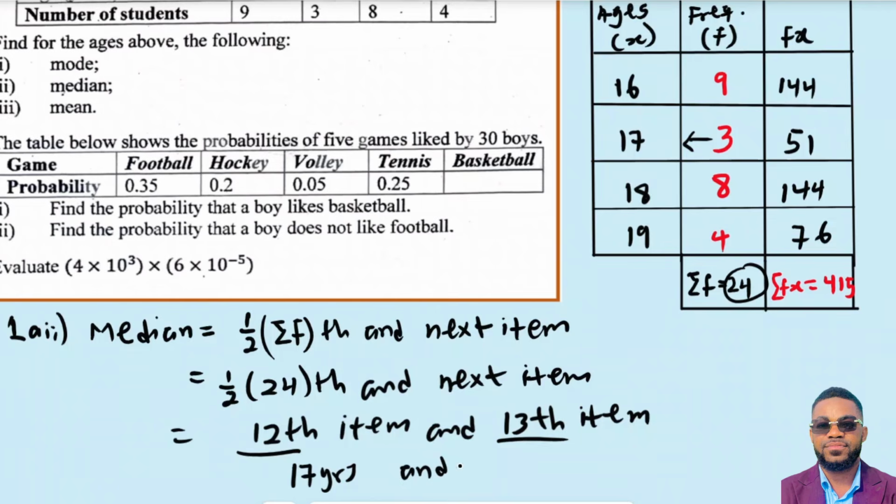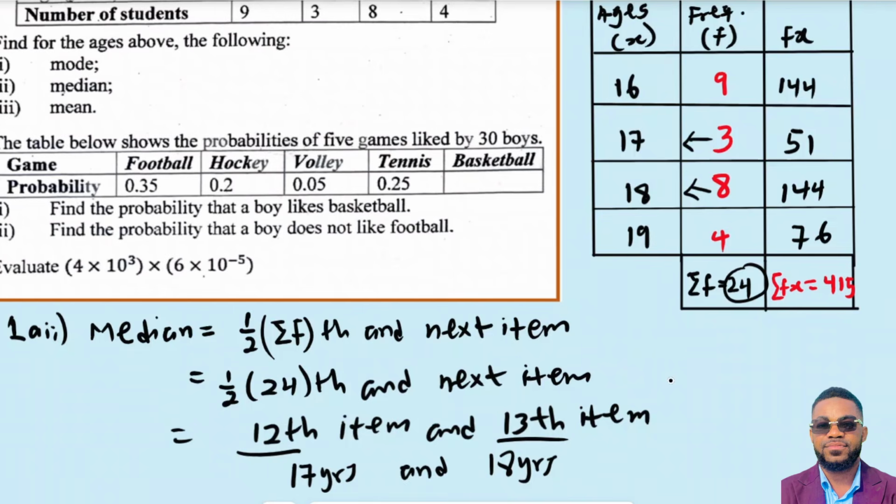And let's see. So 9 plus 3 is 12. Plus 8 is going to be 20. Right? Now, 20 contains 13. So that means the 13th item is also within this 8. So we land here and look for the number which corresponds to that, which is 18. So the two middle numbers are 17 years and 18 years.